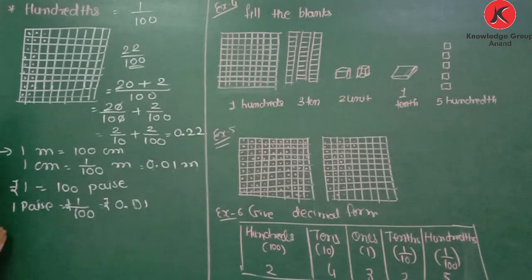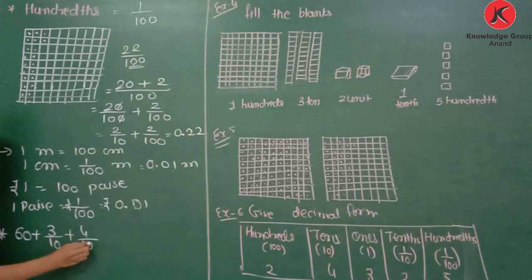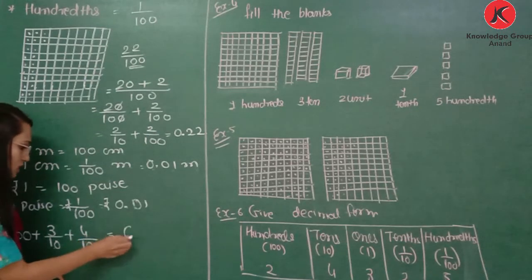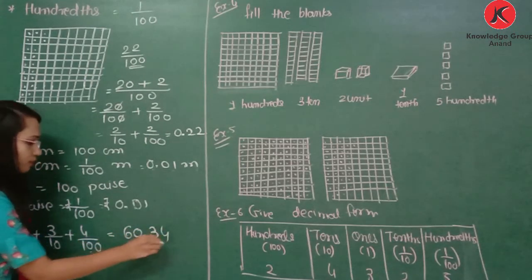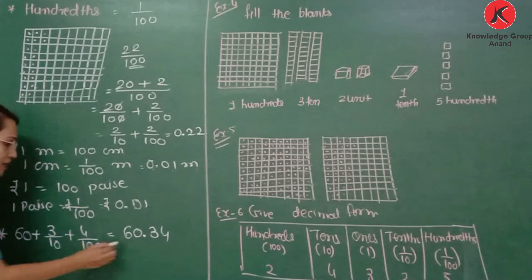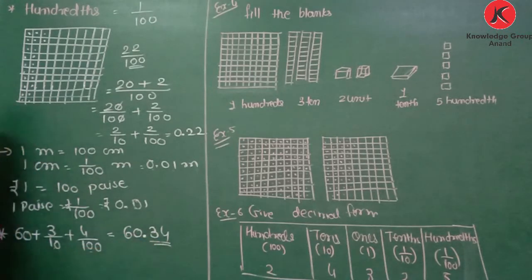Okay. If the expanded form like 60 plus 3 by 10 plus 4 by 100 is given, so this is what? 60. 3 by 10 is the 10th part, 4 by 100 is the 100th part. So it is what? 60.34. 100 means after the decimal there must be 2 digits, because two 0s in the denominator.